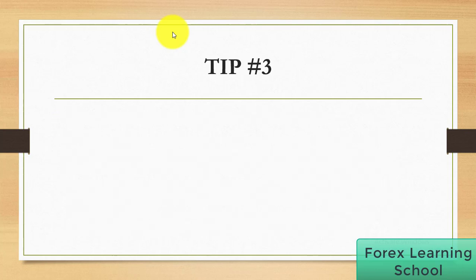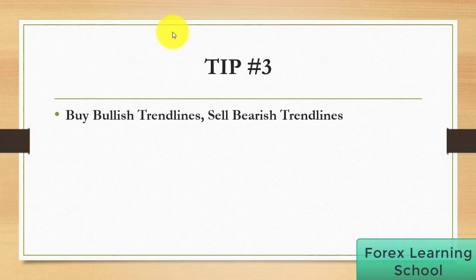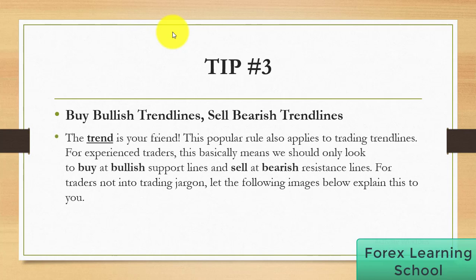Tips 3. Buy bullish trend lines, sell bearish trend lines. The trend is your friend. This popular rule also applies to trading trend lines. For experienced traders, this basically means we should only look to buy at bullish support lines and sell at bearish resistance lines. For traders not into trading jargon, let the following images below explain this to you.